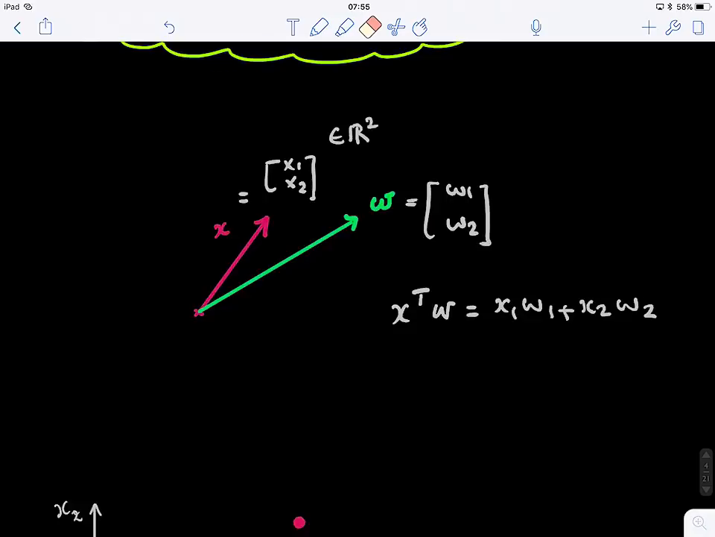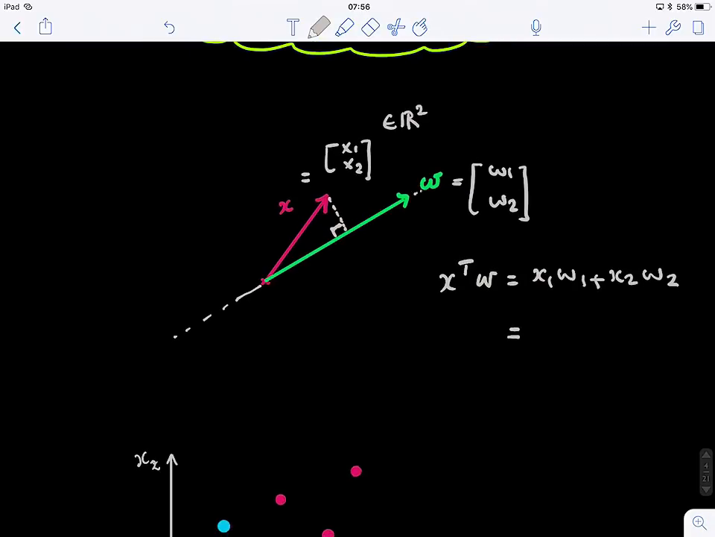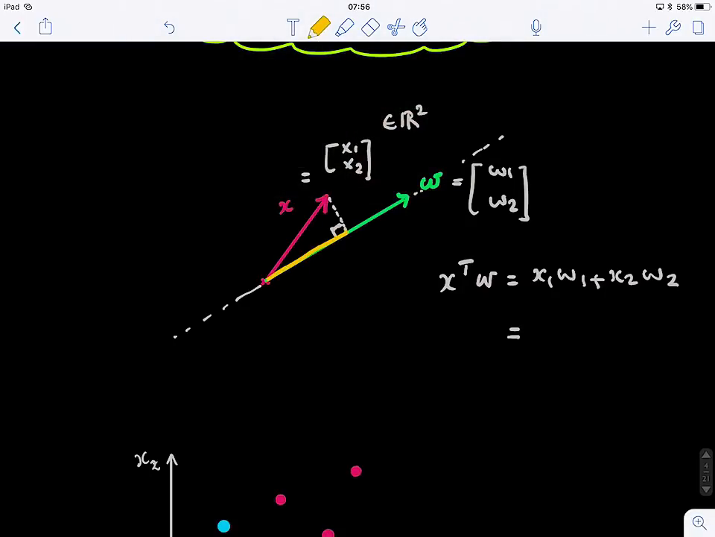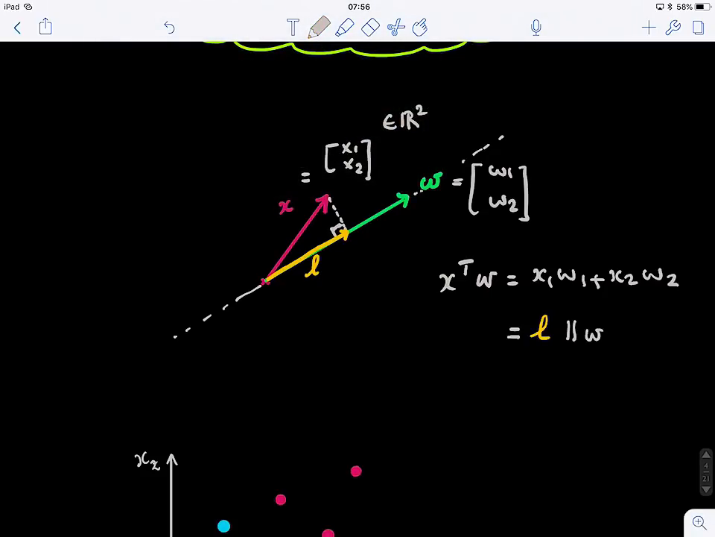Now geometrically we have more interesting things to say. So what does that mean? Here, this is basically the projection. It's related to the projection of the vector x onto the direction of the vector w, right? So the projected vector, let's say it's this one, has a specific length L. And in linear algebra, there is a formula. We know that x transpose w, the dot product between these two vectors, is equal to L times the norm of w, okay?